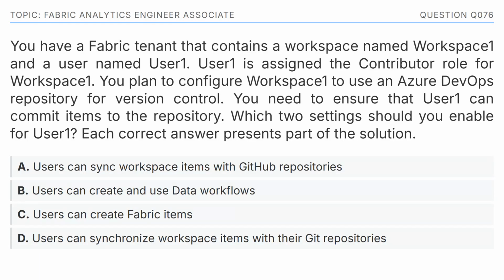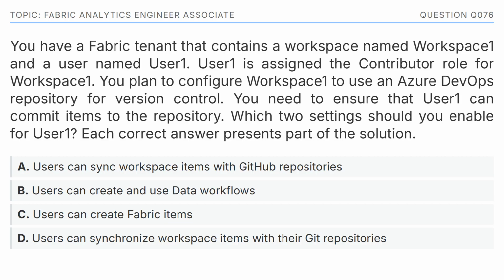You have a Fabric tenant that contains a workspace named Workspace 1 and a user named User 1. User 1 is assigned the contributor role for Workspace 1. You plan to configure Workspace 1 to use an Azure DevOps repository for version control. You need to ensure that User 1 can commit items to the repository. Which two settings should you enable for User 1? Each correct answer presents part of the solution.